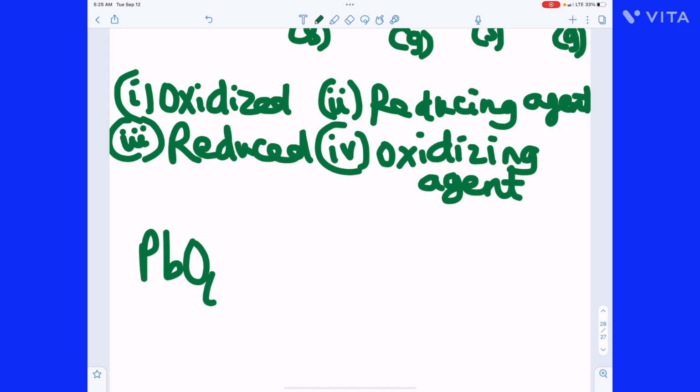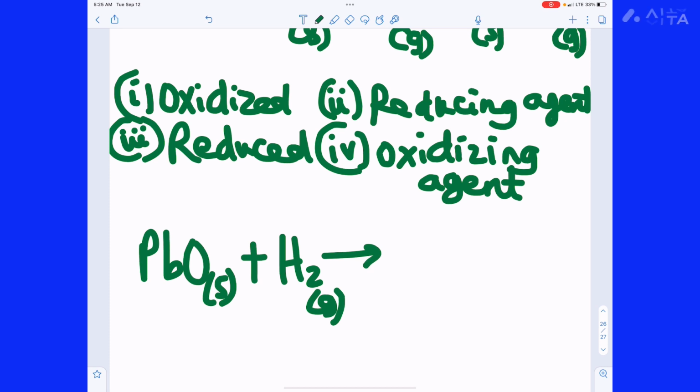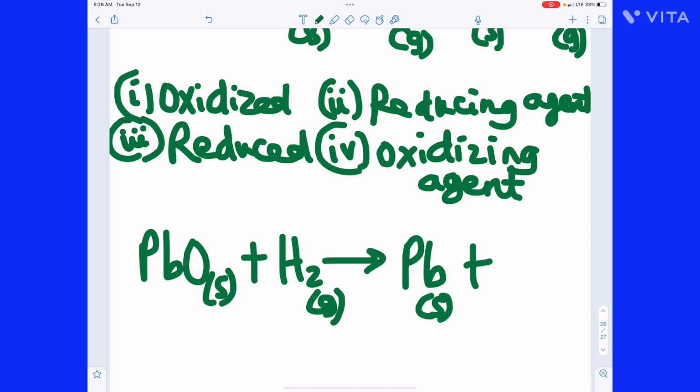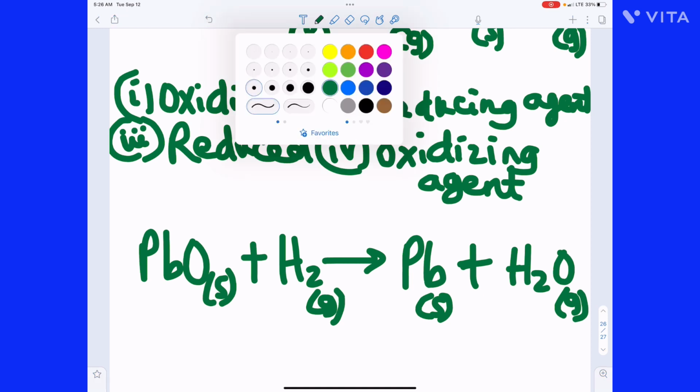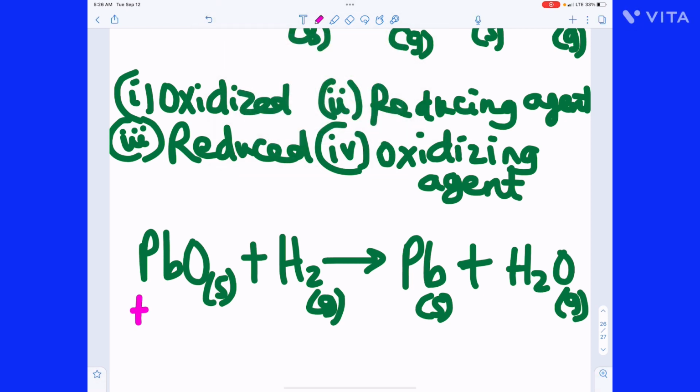I'll write the equation again. Lead oxide plus hydrogen gas to give lead plus steam. Now in this question, the first thing we do whenever we have a question like this is to write the charges under each element. Oxygen does not change. It is the same on the left and right, -2, -2. So we don't need to write oxygen. But for others, there are changes.